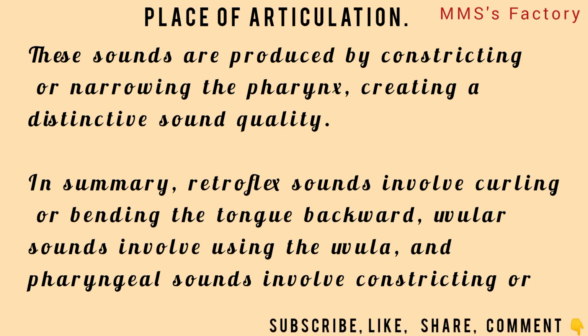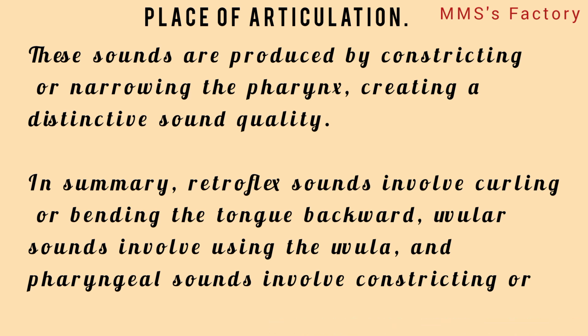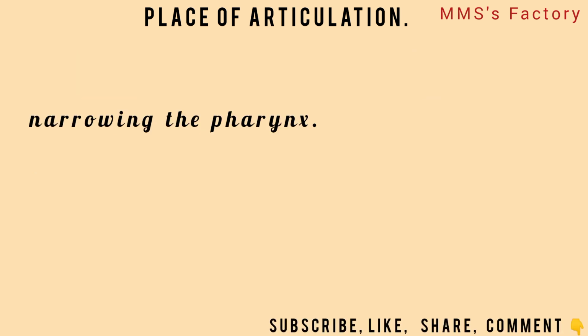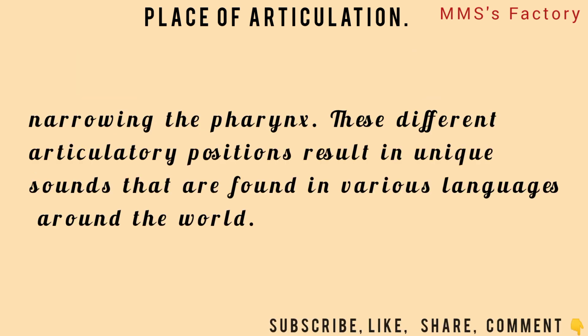In summary, retroflex sounds involve curling or bending the tongue backward, uvular sounds involve using the uvula, and pharyngeal sounds involve constricting or narrowing the pharynx. These different articulatory positions result in unique sounds that are found in various languages around the world.